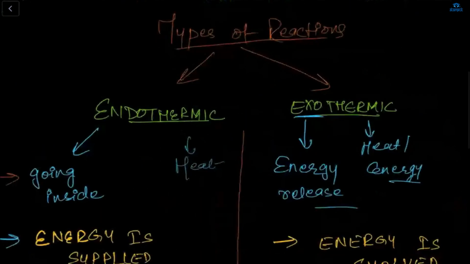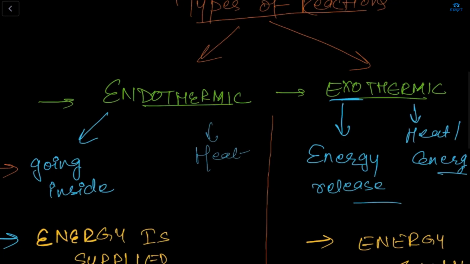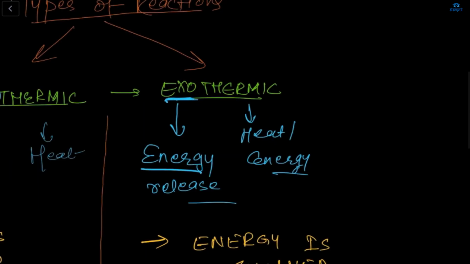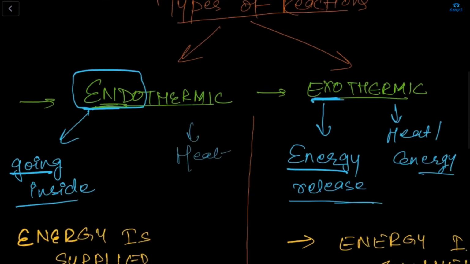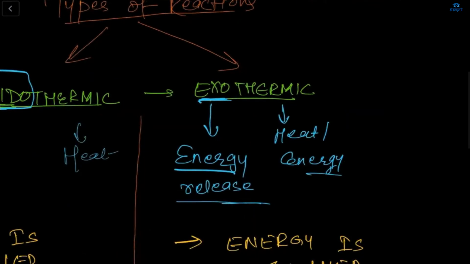Now we will see the types of equations. We have two types of equation: one is the endothermic equation, and one is the exothermic equation. What is endothermic? Thermic means heat, or you can say energy. What is endo? Endo means going inside. Exo means energy release, coming outside. Endo means heat is going inside, let's say. Exothermic means the energy is released, or you can say the heat is released.